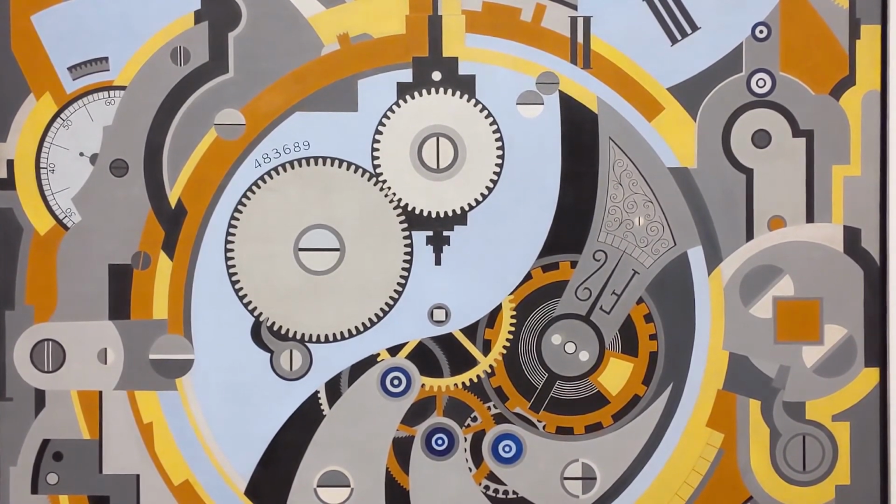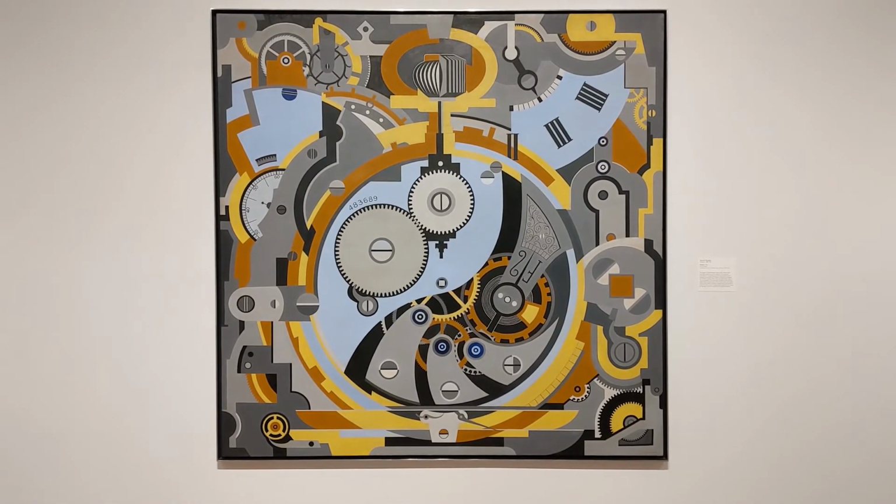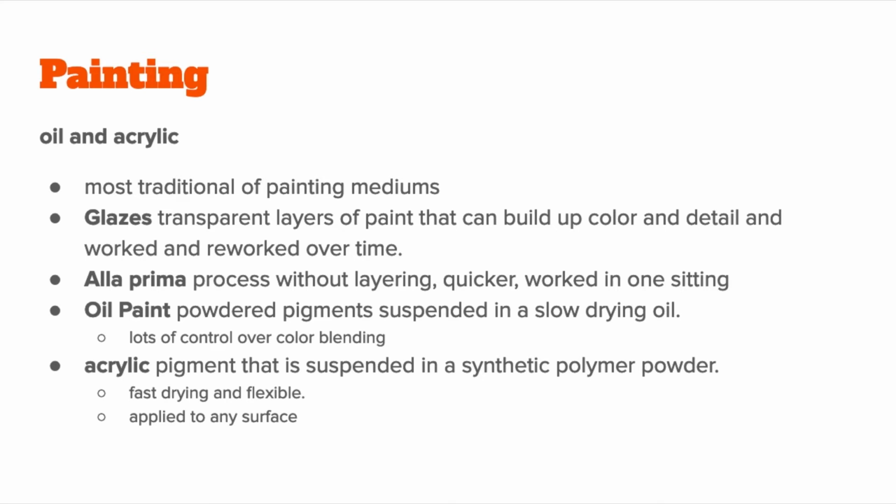So the materials don't always have to dictate what something looks like. So be aware that material itself doesn't mean the painting is going to look a certain way. It's just something for the artist to manipulate to get something that they want out of it.